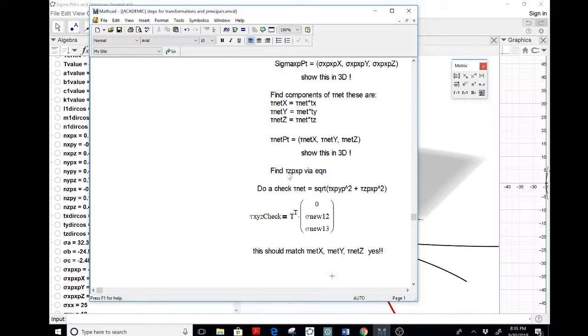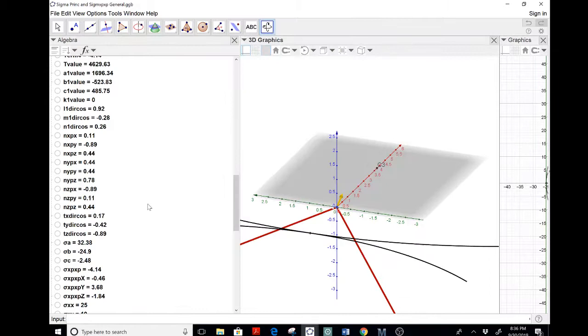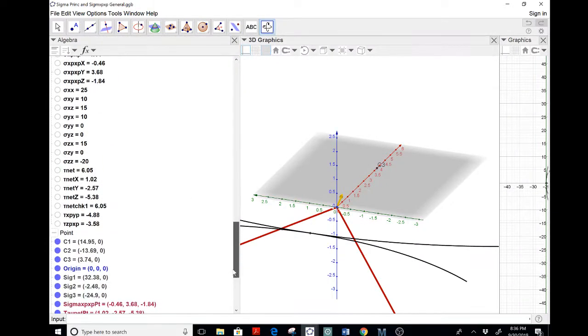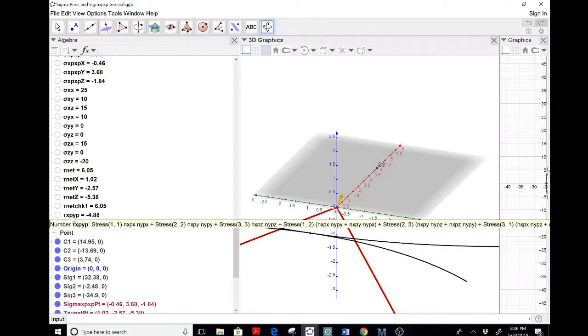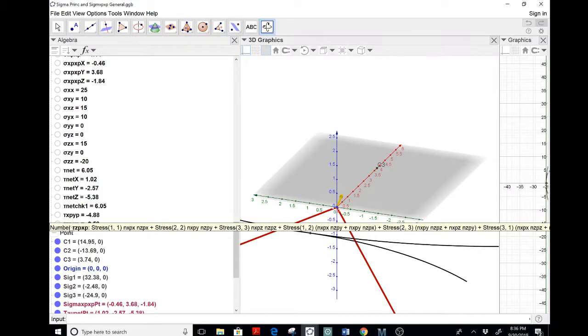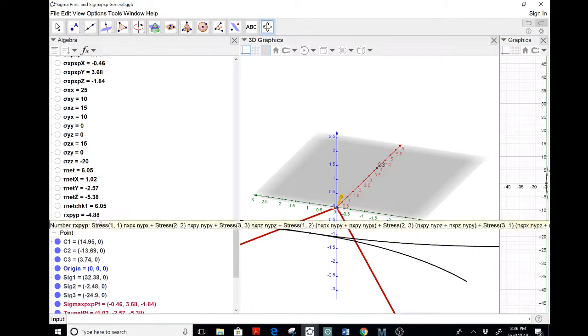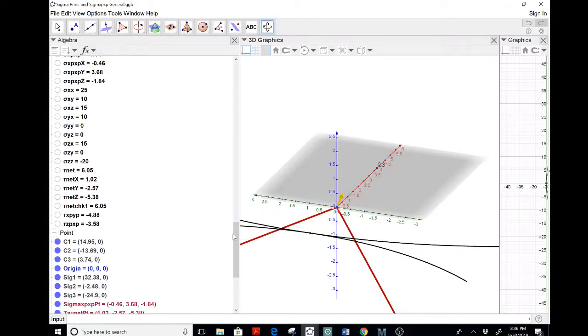So find tau z prime x prime. Now your author specifically calls it z prime x prime instead of x prime z prime. So that's what I did here, and it's just one more of those clunky transformation equations. So what does that look like? It's just in here, tau z prime. So the first one, x prime, y prime, is that, and the z prime, x prime is that. So it's just one of those clunky transformation equations.